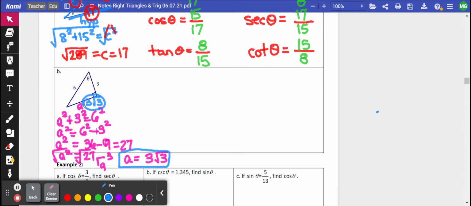So now what I want you to do is exactly the same thing that we just did, which is find all the trig ratios for this triangle and rationalize denominators when you can. Go ahead and do that. Stop the video.